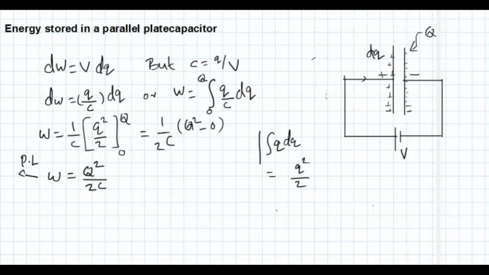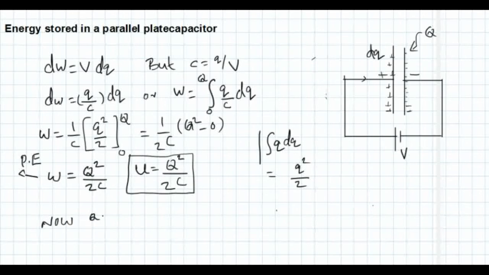And this work will be stored as the potential energy of the capacitor, and U is the symbol of potential energy. Therefore, U is equal to Q square by 2C. Q square by 2C is the potential energy stored in the capacitor.